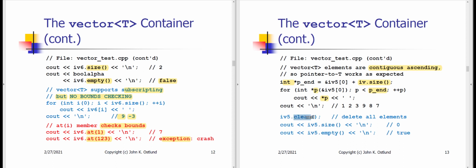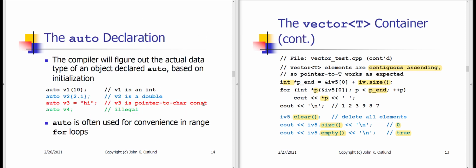Okay, I can eliminate all of the elements that a vector contains with .clear. And if I then check the size, I should get a 0. And if I ask whether the thing is empty, I should get a true. So that's several, not nearly all, but several of the member functions that you can use to interact with characteristics of and elements contained in a vector.